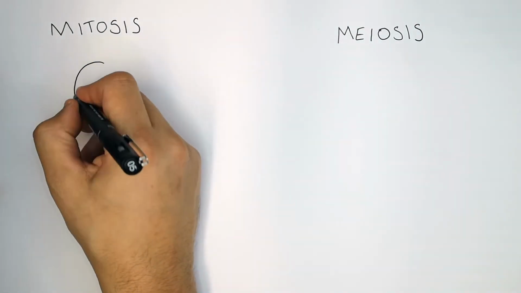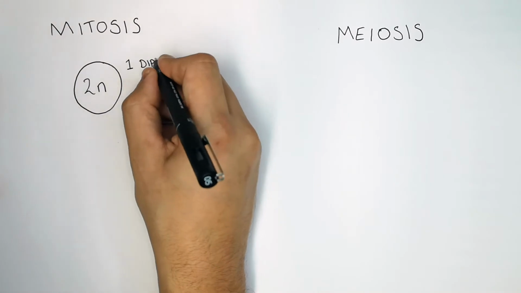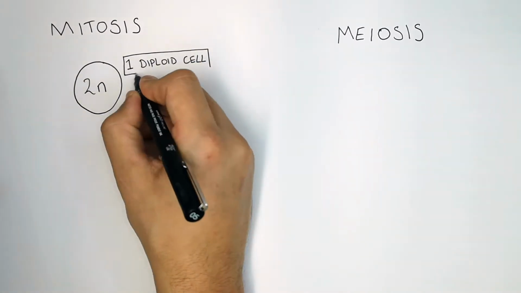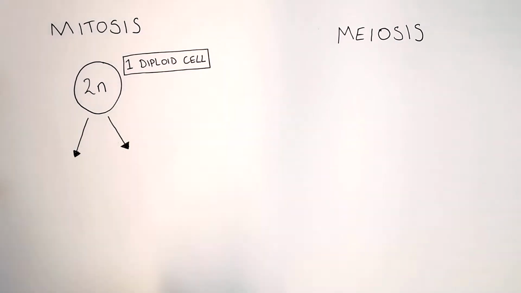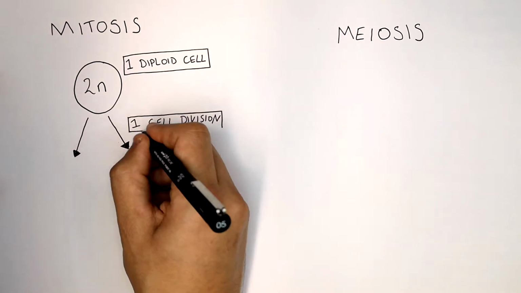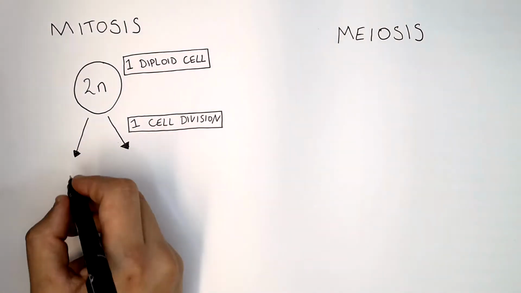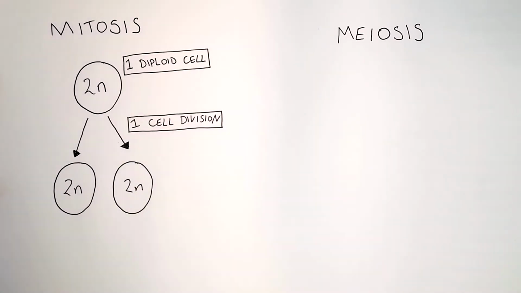So mitosis starts off with one diploid body cell, with two sets of chromosomes. This body cell is then going to divide and it undergoes one cell division, whereby the cell will divide once into two cells.